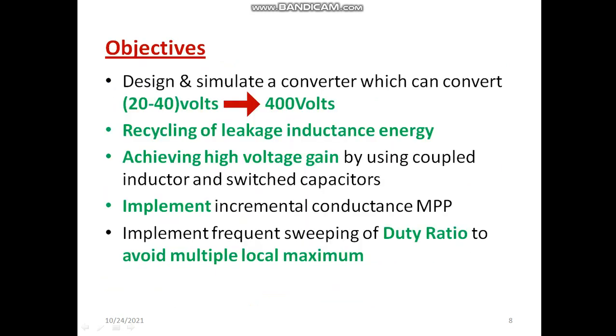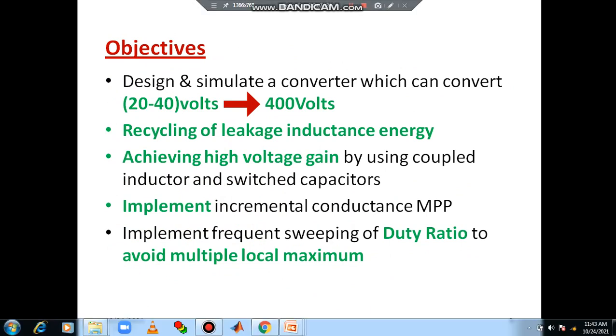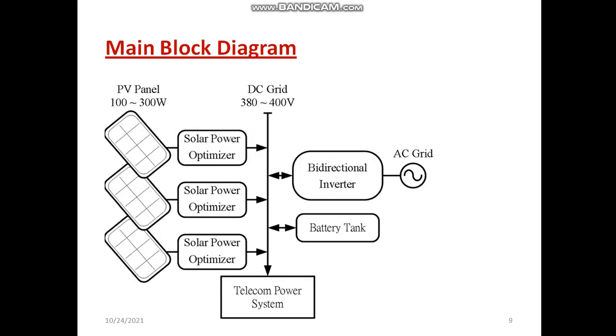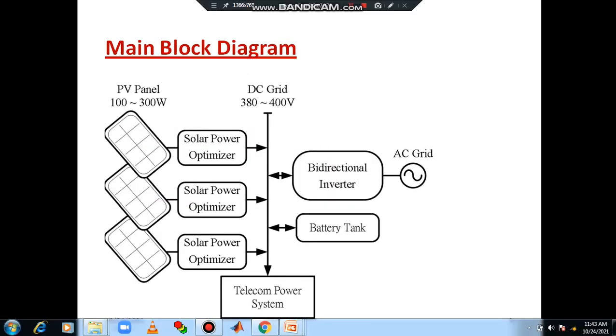The major objective of the project which I have done is the design of a 40 volt to 400 volt converter, and the main purpose is to achieve high efficiency with high gain. In addition to that, in order to improve the tracking accuracy, I have added an MPPT algorithm. The incremental conductance algorithm has been chosen for this project, and the general block diagram of the system is given.